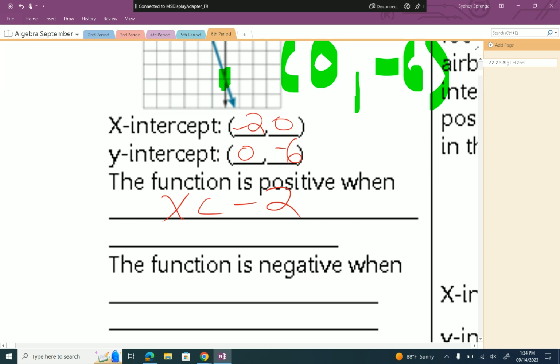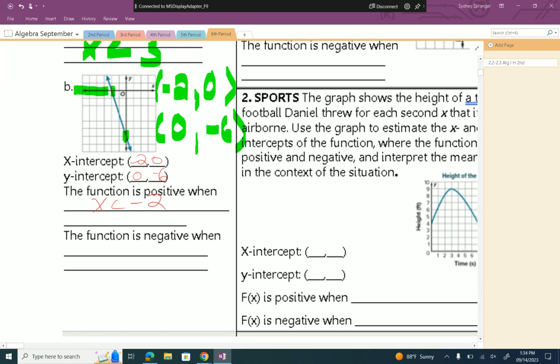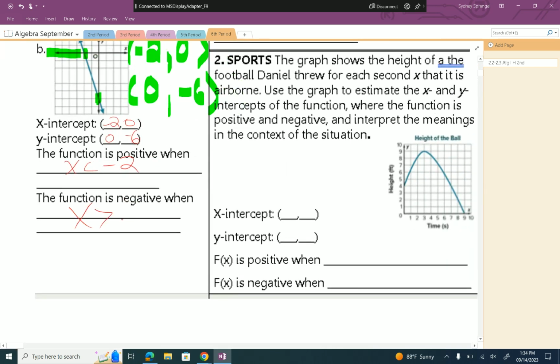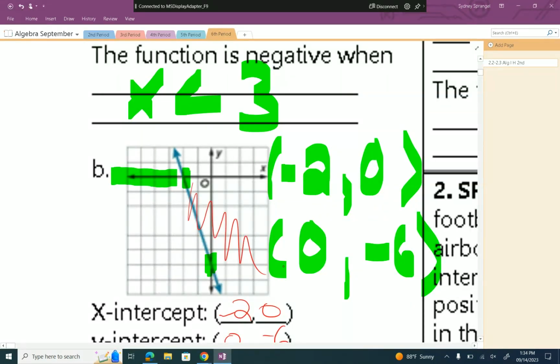It clicked? So now I want to know when it's negative. So if it's positive when it's this way, smaller than -2, when am I going to be negative? Which side is tipping negative, TJ? When it's bigger than -2. Perfect. So when x is increasing, getting bigger than -2, that's when I'm dipping below. So that whole region, my x values are going bigger than -2.